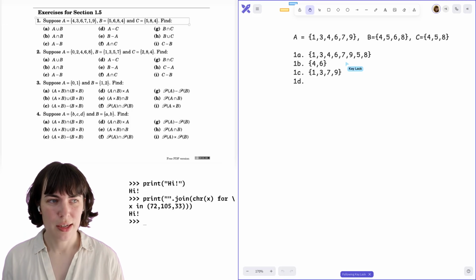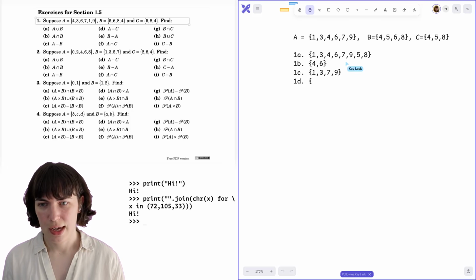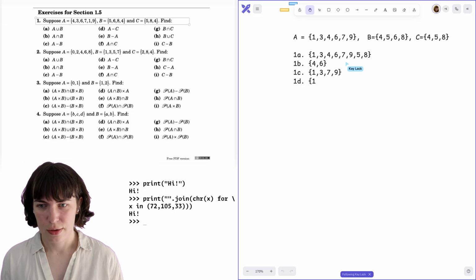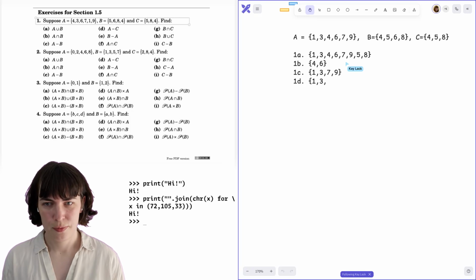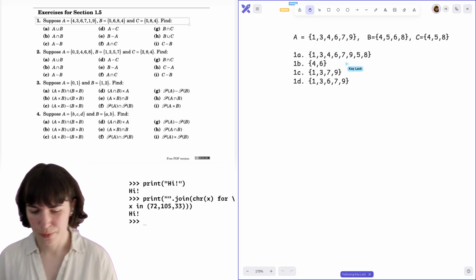D is A minus C, so that's everything that's in A which is not in C. So 1, 3, 4 is in C. 6 is not in C. 7's not in C, and 9's not in C. Okay.